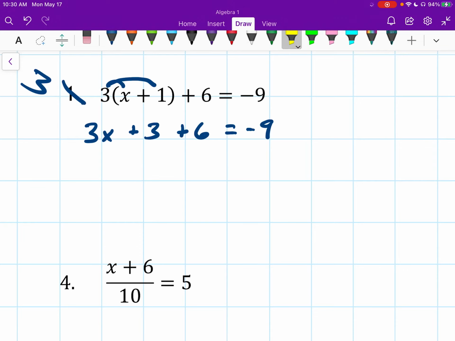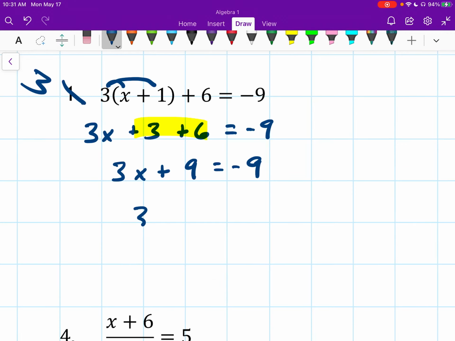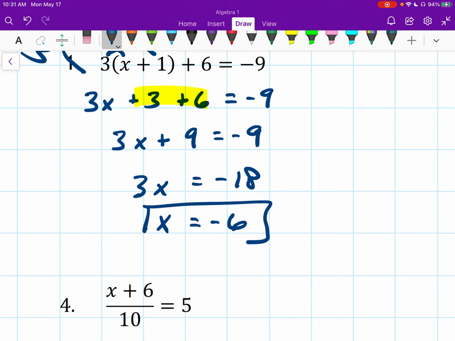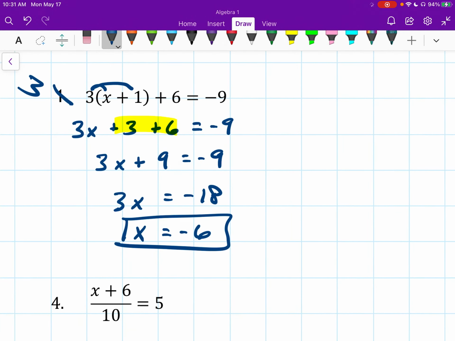Next up, I'm going to combine like terms. I'm going to combine this 3 and this 6 together, so I get 3x plus 9 is negative 9. I'm going to subtract 9 from both sides. So 3x is negative 18. And then lastly, I'm going to divide by 3. So x is, well, what is 18 divided by 3? That gives me 6. And there we are.